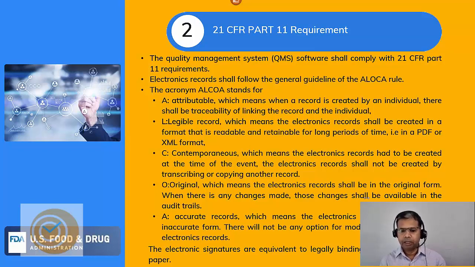L stands for legible. Legible record means the electronic records shall be created in a format that's readable and retainable for long periods of time. For example, if you create records in PDF or XML formats, those would meet the requirements. C stands for contemporaneous, which means the records should be created at the time of the event. You should not be creating records after the event has happened. O means the electronic records should be in the original form. A, accurate, again, the records should be accurate based on the facts.